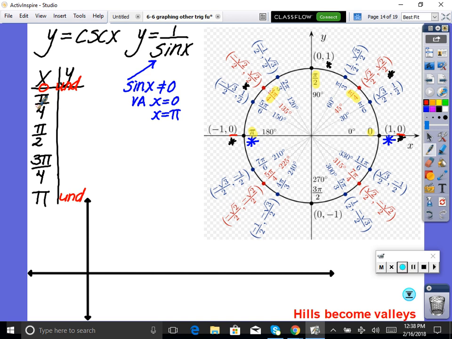Okay, and then pi fourths. There's a reason I'm having you plot an ugly point. You'll see why. 1 divided by root 2 over 2 is the decimal 1.41, I believe. And then let's do 1 divided by 1, and we get 1. 1 divided by root 2 over 2 would be 1.41 again. And then we repeat. But isn't it going to be negative the next time? Right? Negative, negative. So these will just be negative, and this will be negative 1.